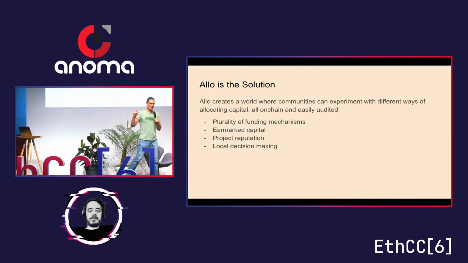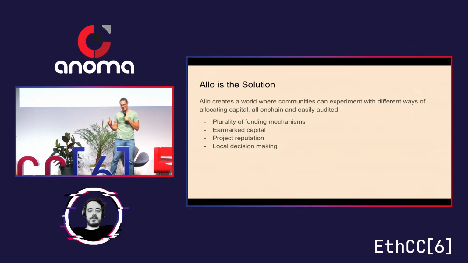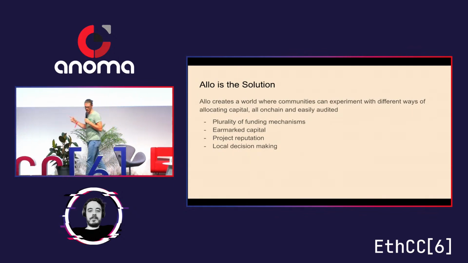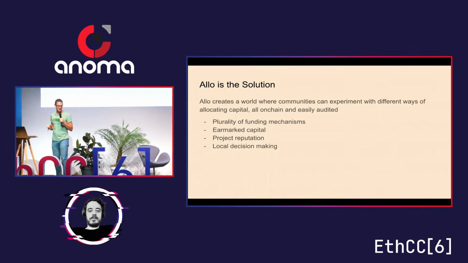We can also earmark capital. There's a core feature of Allo called an Aqueduct, which lets us a priori earmark capital for things like public goods. So before it actually hits the treasury, we can allocate it towards specific causes, right?